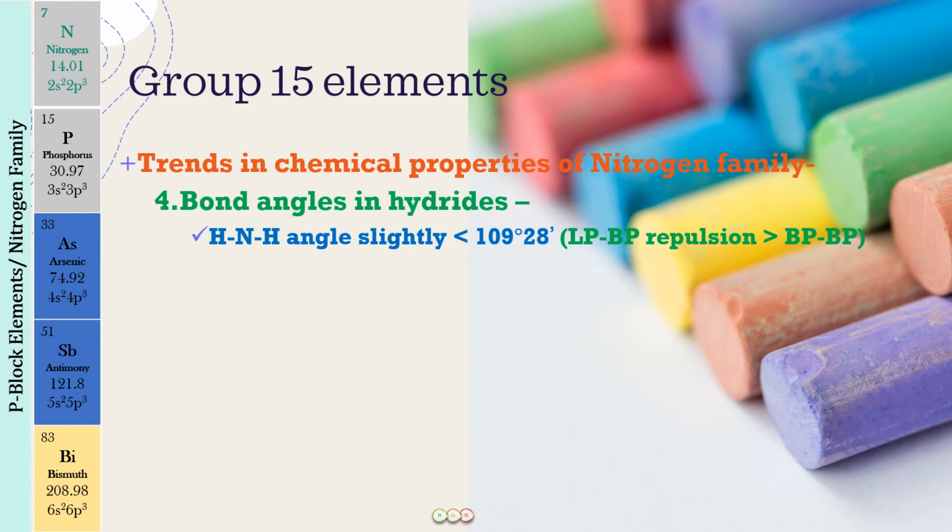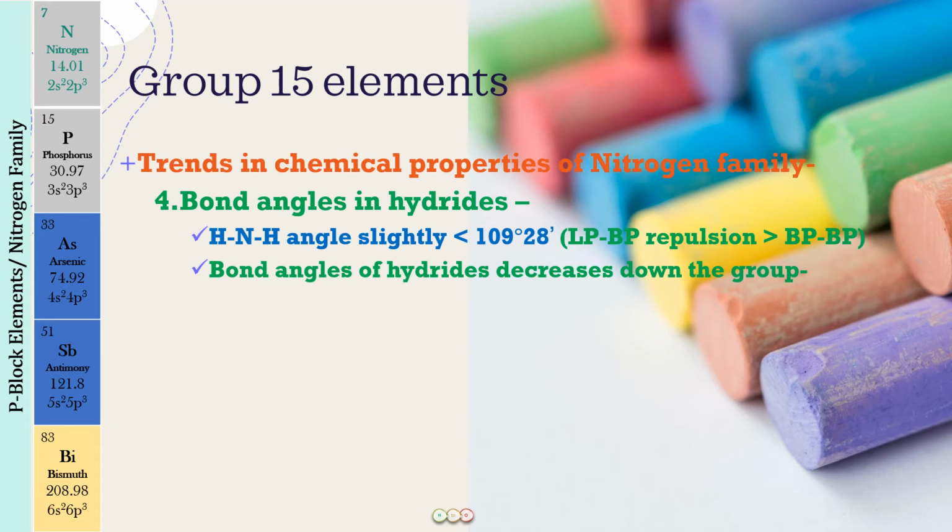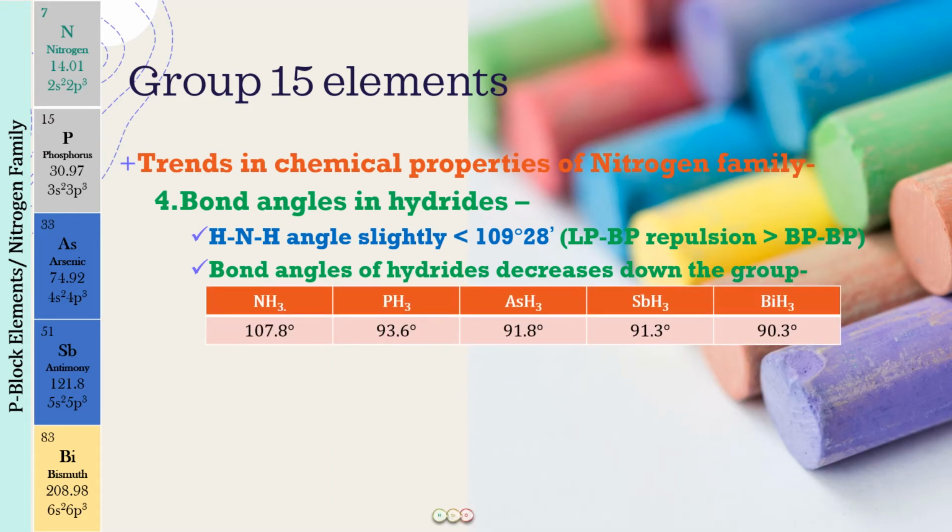Now what happens as we go down the group? Well, the bond angles are going to decrease. Let me show you the values also. In ammonia, we have the angle to be 107.8 degrees. In phosphine, it is 93.6 degrees, then 91.8, then 91.3 and 90.3. So all of these are approximately near 90 degrees, whereas in case of ammonia what you are seeing is 107.8 degrees, and the bond angle values are decreasing down the group, right?